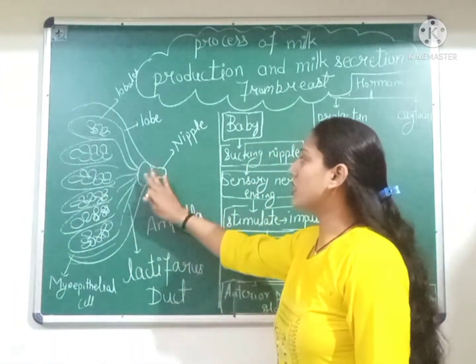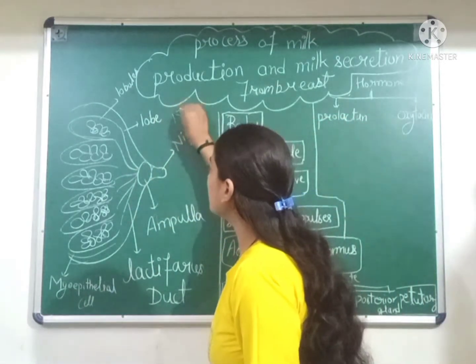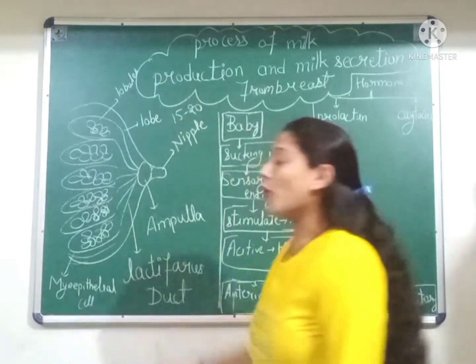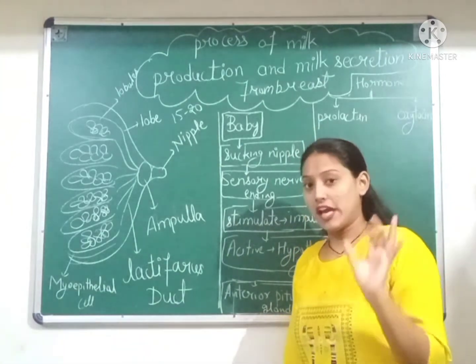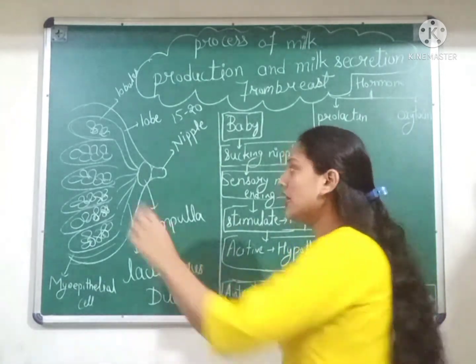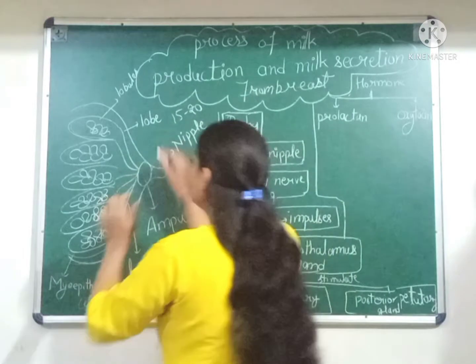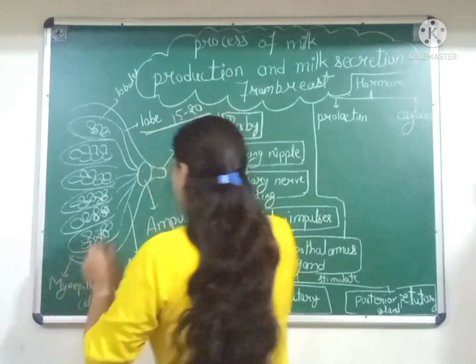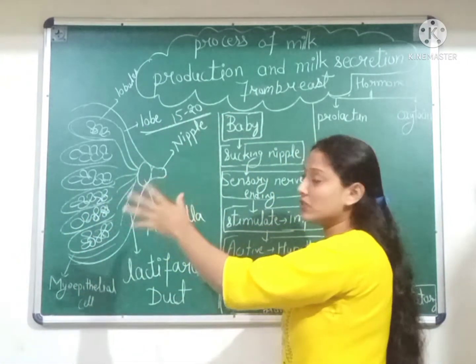Every mother's breast has 15 to 20 lobes. How many lobes are present in each breast of the mother? The 15 to 20 lobes are present in each breast of the mother.